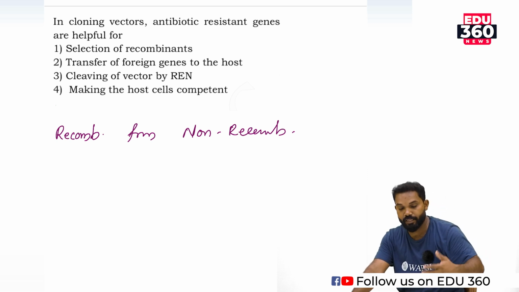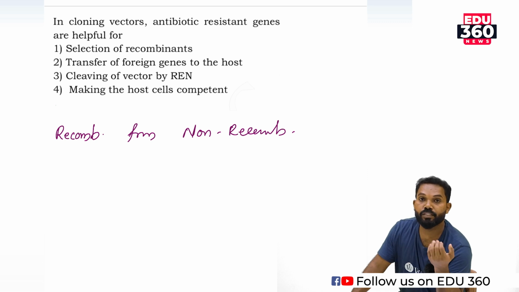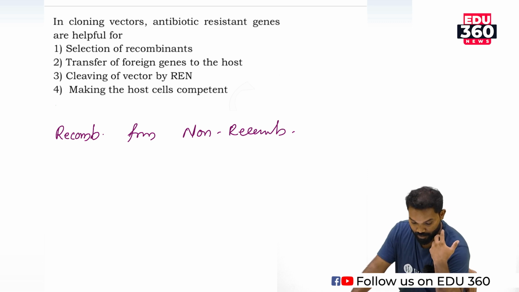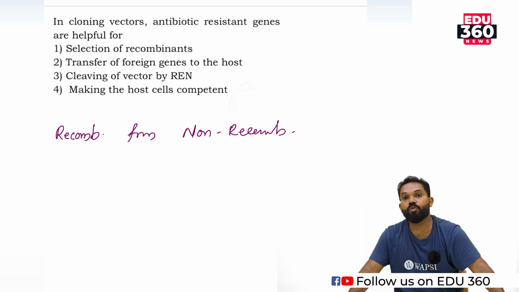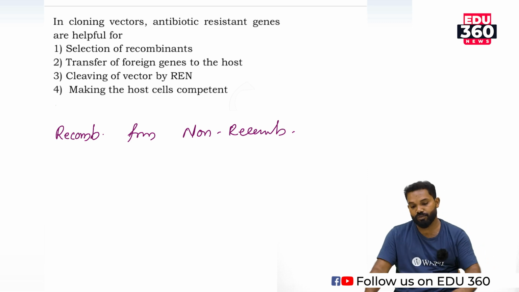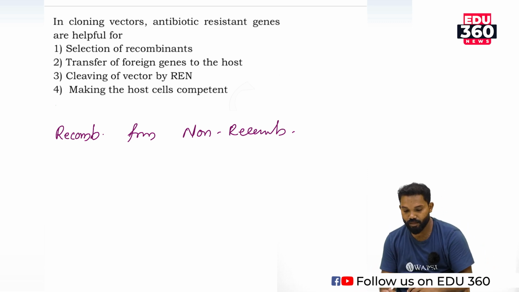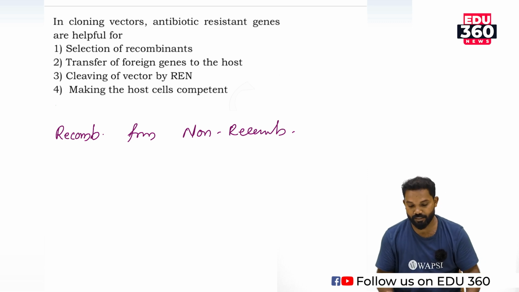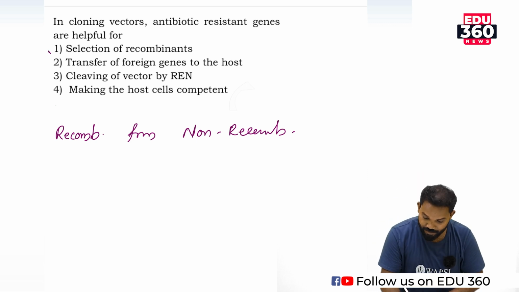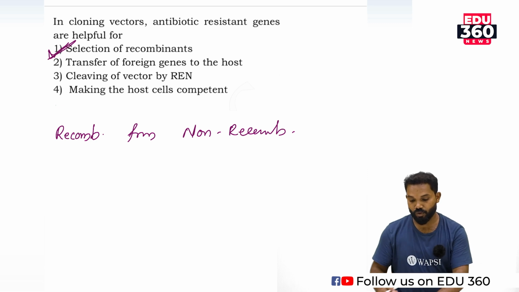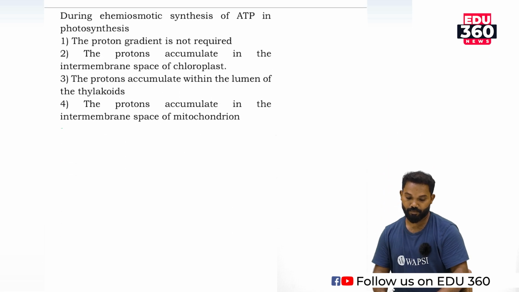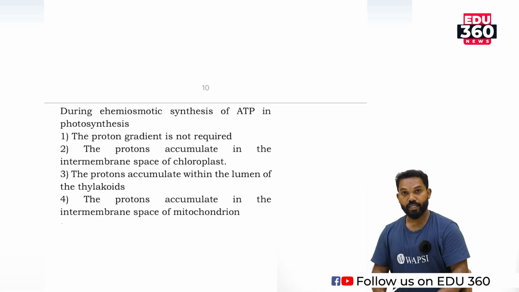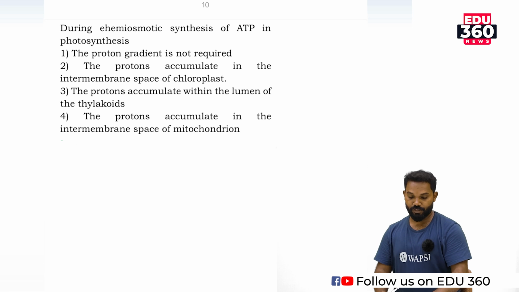The options are: transfer of foreign genes into the host by means of microinjection, the shotgun method, etc.; cleaving of the vector by restriction endonuclease enzyme; and making the host cell competent, creating competency. These are due to other activities. Which is not the effect of antibiotic resistant genes of a cloning vector? So the answer is selection of recombinants. In a cloning vector, antibiotic resistant genes help in the selection of recombinants. Okay, clear. Moving to the next question.